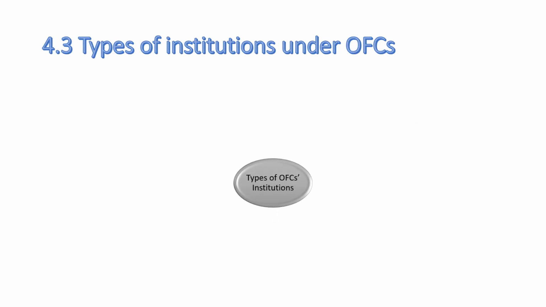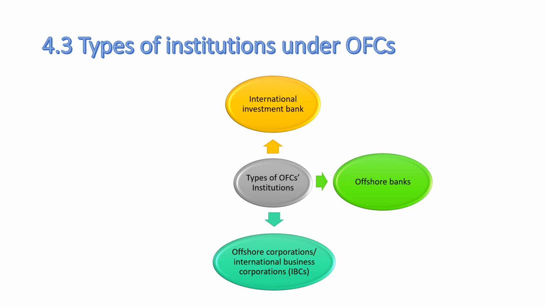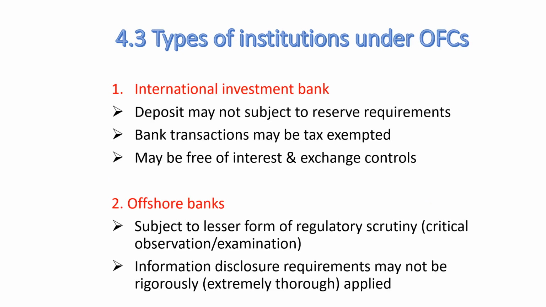4 types of institutions under offshore financial centers. First, international investment bank. Second, offshore banks. Third, offshore corporations or international business corporations, IBC. And fourth, insurance companies.